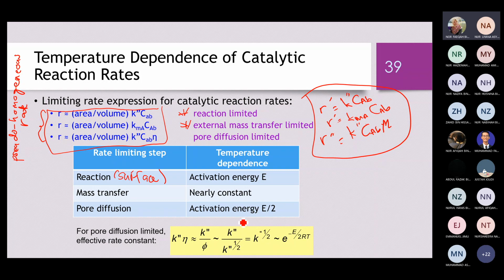So how do we get half? So this is the calculation. This is the derivation to get the value of activation energy when the reaction is pore diffusion limited, equal to E over 2. So this is the derivation, just for your information.